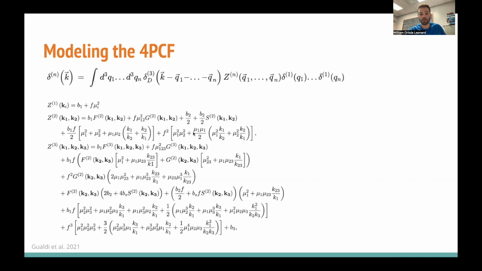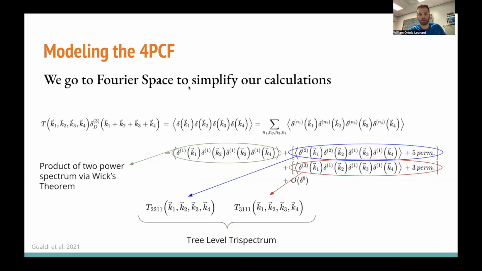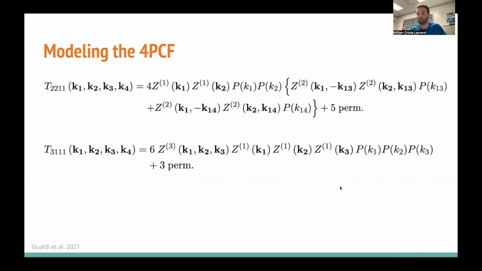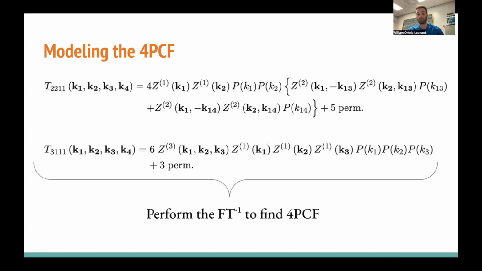So if we now use this equation for the density contrast and plug it into our tree-level trispectrum, after completing the integrals we end up finding the T2211 and the T3111 terms expressed in terms of products of the Redshift-Space kernels times power spectra. So what we did next was perform the inverse Fourier transform to try to find the 4-point correlation function.